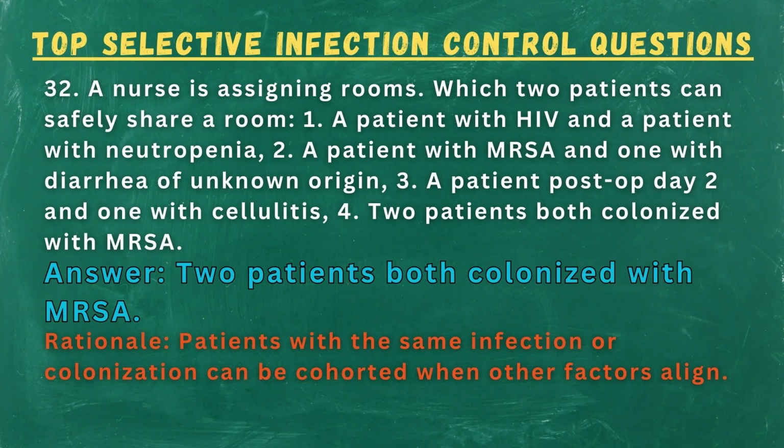32. A nurse is assigning rooms. Which 2 patients can safely share a room? 1. A patient with HIV and a patient with neutropenia. 2. A patient with MRSA and one with diarrhea of unknown origin. 3. A patient post-op day 2 and one with cellulitis. 4. 2 patients both colonized with MRSA. Answer: 2 patients both colonized with MRSA. Rationale: Patients with the same infection or colonization can be cohorted when other factors align.